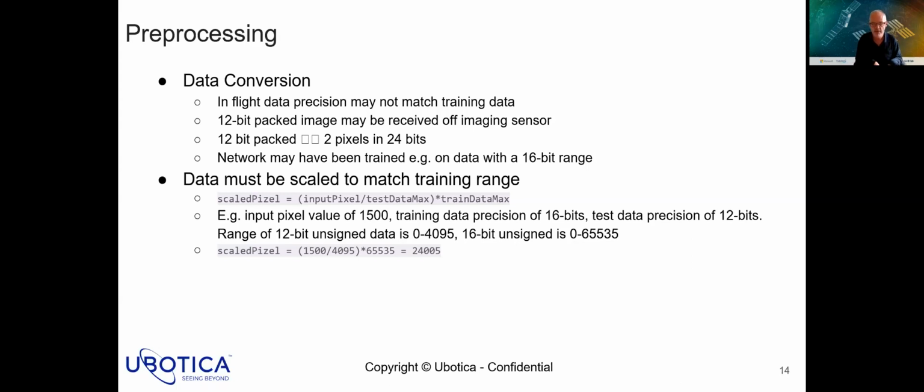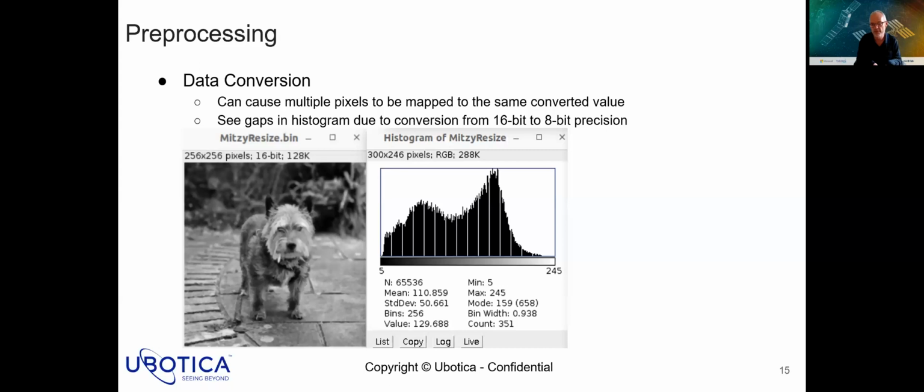When you do that, though, you are losing information. When you scale a pixel value, you're manipulating the data that you're working on. In the example we're using here, a pixel value of 1500, if your training precision is 16-bit and your test data is 12-bit, there is going to be a loss of information and accuracy when you go from one to the other. Typically that's represented by having gaps in the histogram when you map it out and do your conversion.